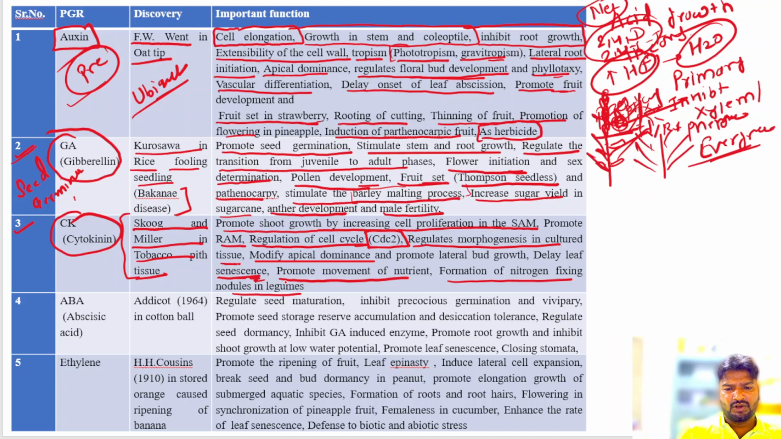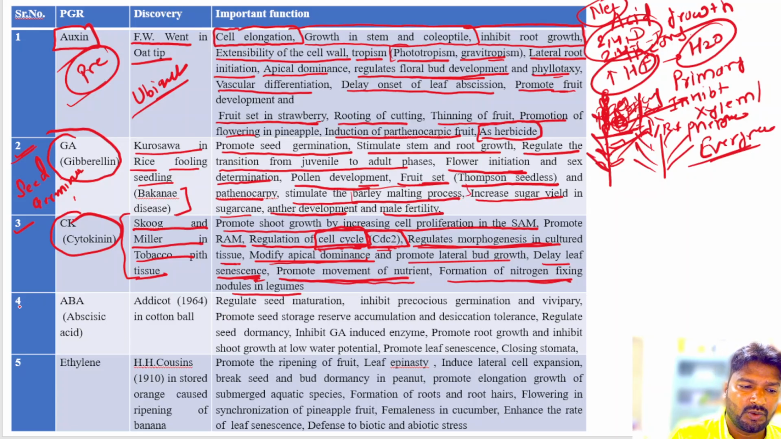कौन कौन से हैं? For the shoot growth and the root growth by the cell proliferation in the shoot apical meristem and root apical meristem. Then regulation of सेल साइकिल, जो आपके सेल साइकिल में चेक पॉइंट्स होते हैं CDC2 पॉइंट और साइक्लिन डिपेंडेंट काइनेज जो प्रोटीन्स होती हैं उनको रेगुलेट करता है. Then regulate the morphogenesis in the culture tissue. ओके. Modify the apical dominance, promote the lateral bud growth opposite to the auxin, delay the leaf senescence. Okay. Promote the movement of nutrients, formation of nitrogen fixing nodules.